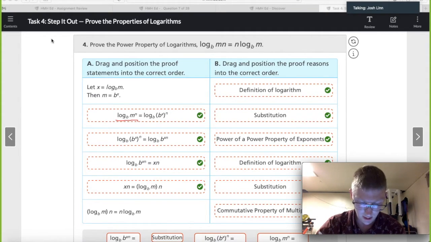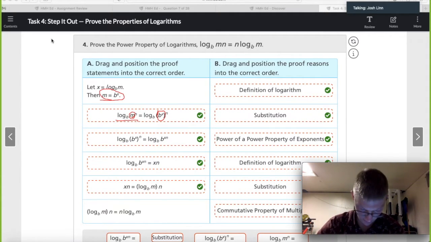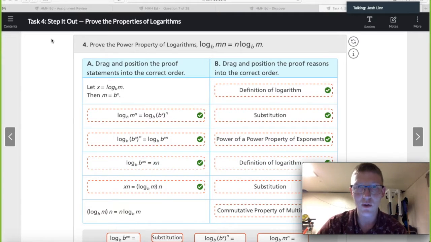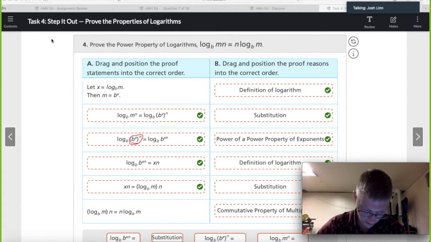So we start with this thing right here, because that's what we're trying to prove: the power property of logarithms. We can sub this m in for b to the x, because m equals b to the x. That was using substitution. Then we can use the power of a power property of exponents, which we went over a couple sections ago. Basically, we took a power of a power and can say that they are the same as multiplied together.